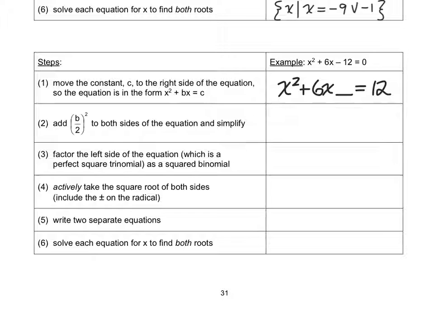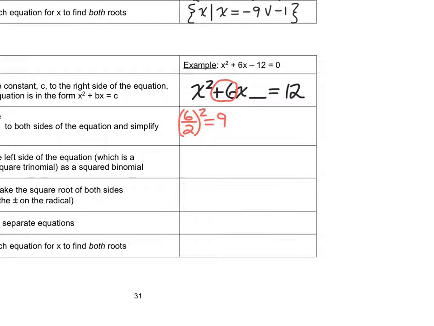Oh, I did that. Nice. All right. So then I'm going to compute b over 2 squared. All right. So I'm going to take my b value, the 6. I'm going to chop it in half. And I'm going to square it. What do I get when I do that? 9. All right, so that's going to get added to both sides.